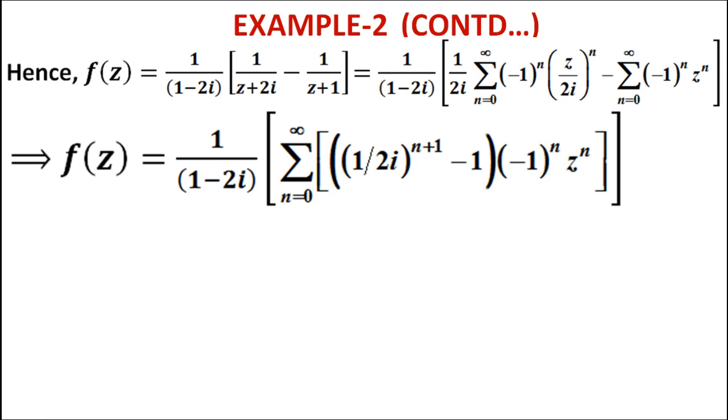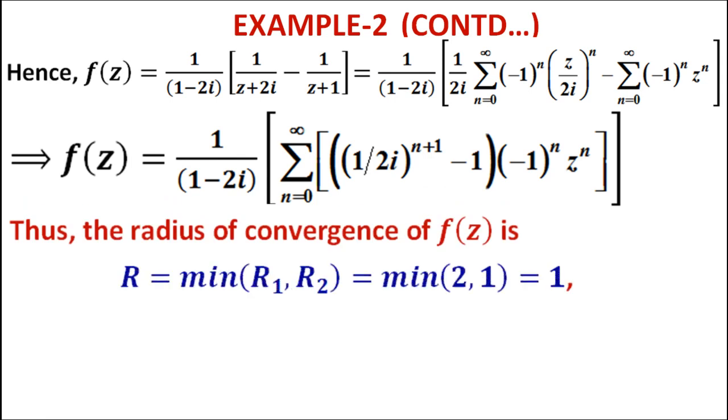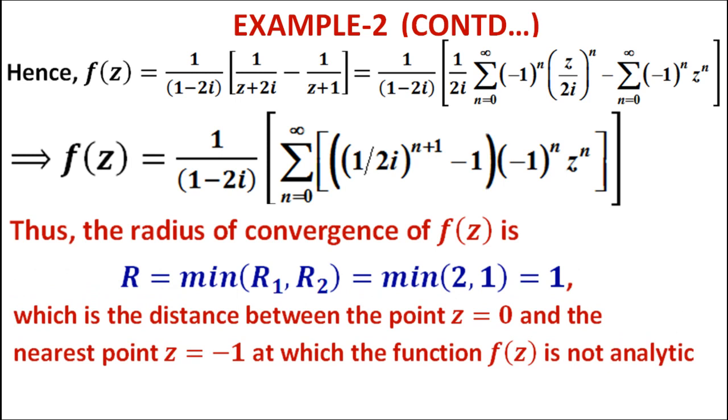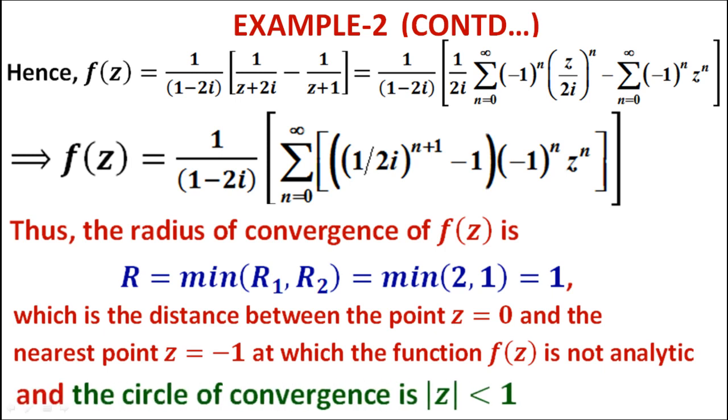Therefore, here the radius of convergence of the function f of z will be R is equal to minimum of R1, R2, which is minimum of 2, 1, which is 1. That is the distance between the point z is equal to 0 and the nearest point z is equal to minus 1 at which the function f of z is not analytic. That means the distance from the point where the function is analytic to the nearest point where the function is not analytic. In that way also we can find the radius of convergence of the given function. And the circle of convergence is mod z is equal to 1.